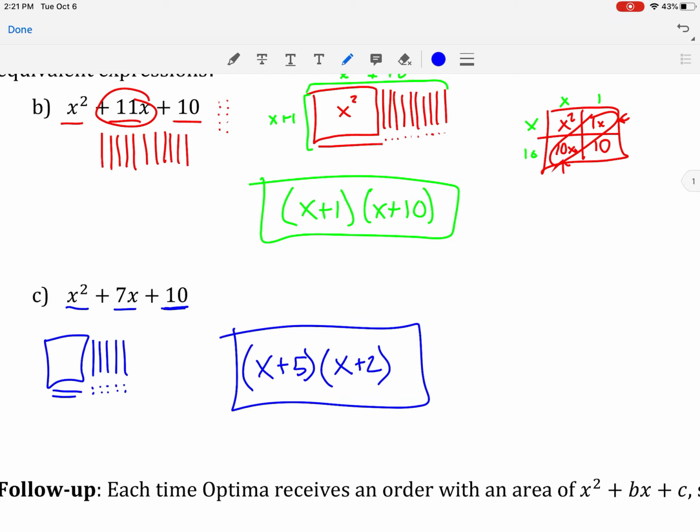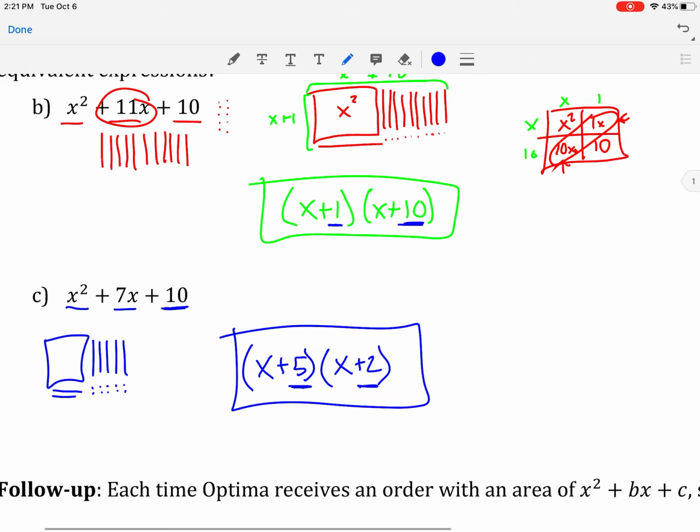So we want to look for some patterns. These two numbers, where do they come from? Do I have to draw the picture every time? And the answer is no. If we can come up with some patterns to find these numbers, then we'll be good to go. And we don't have to draw the picture every time.